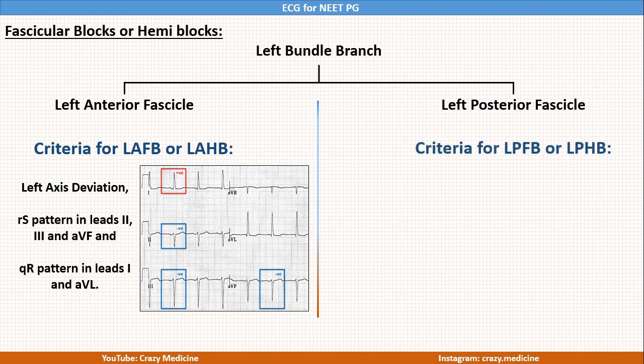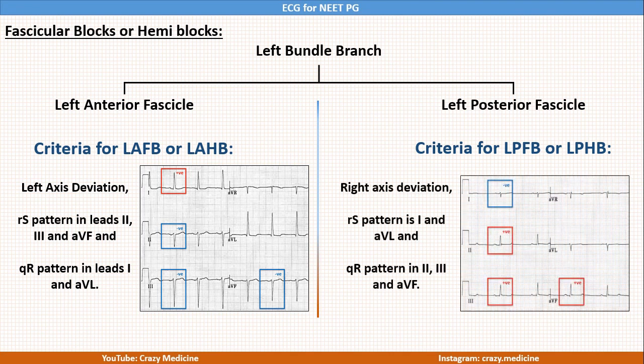Then criteria for left posterior fascicular block or left posterior hemiblock are right axis deviation, RS pattern in 1 and AVL, and QR pattern in 2, 3 and AVF.